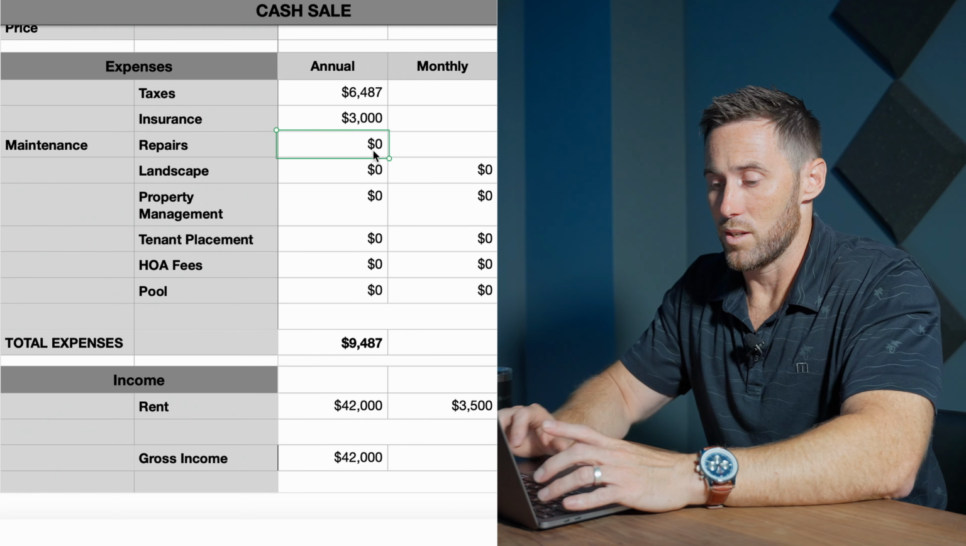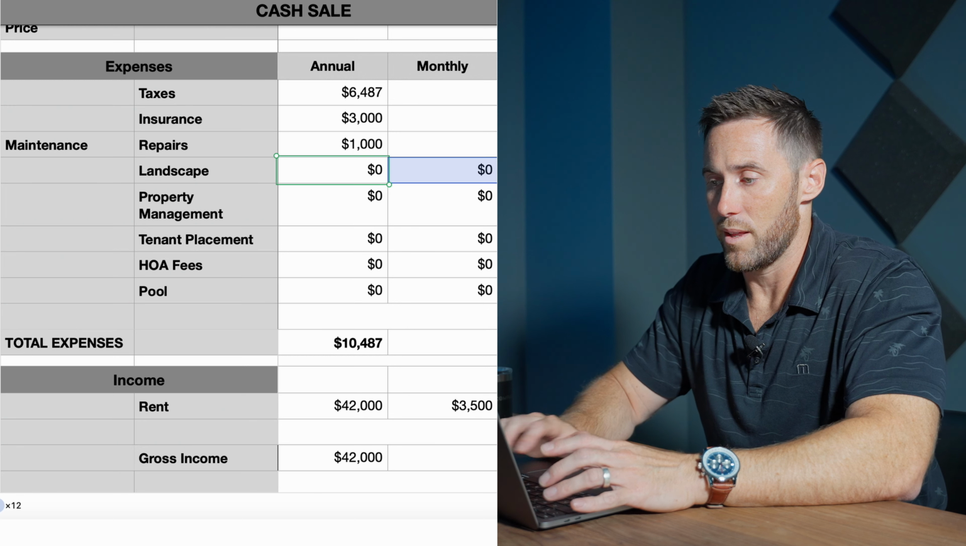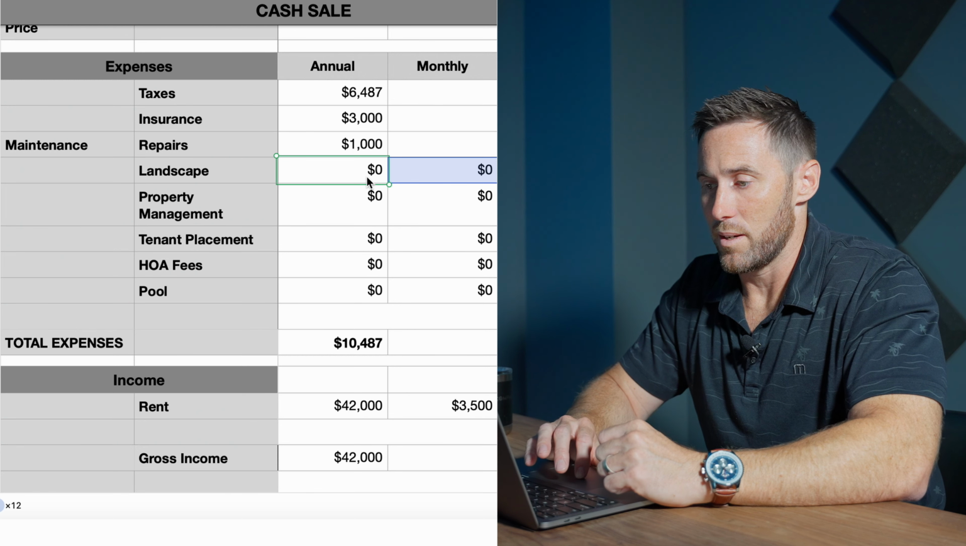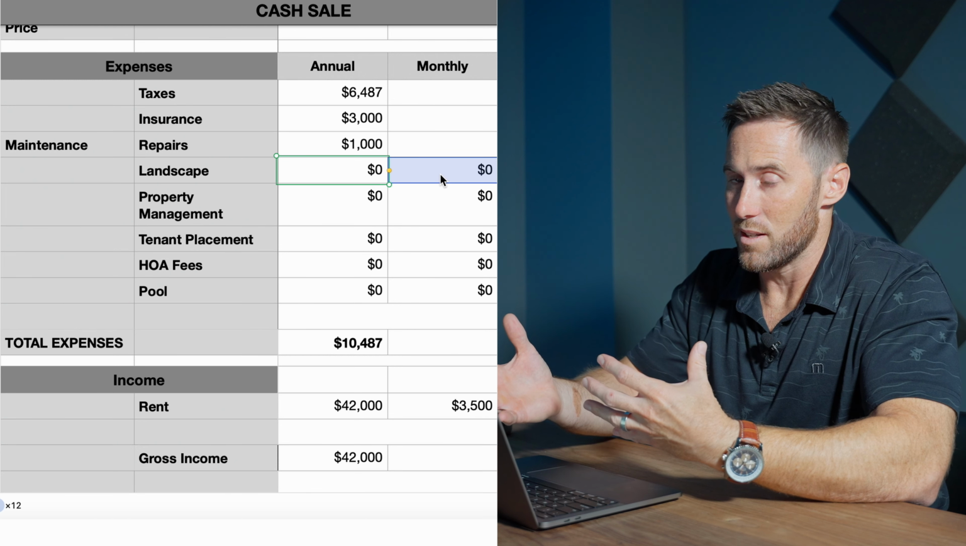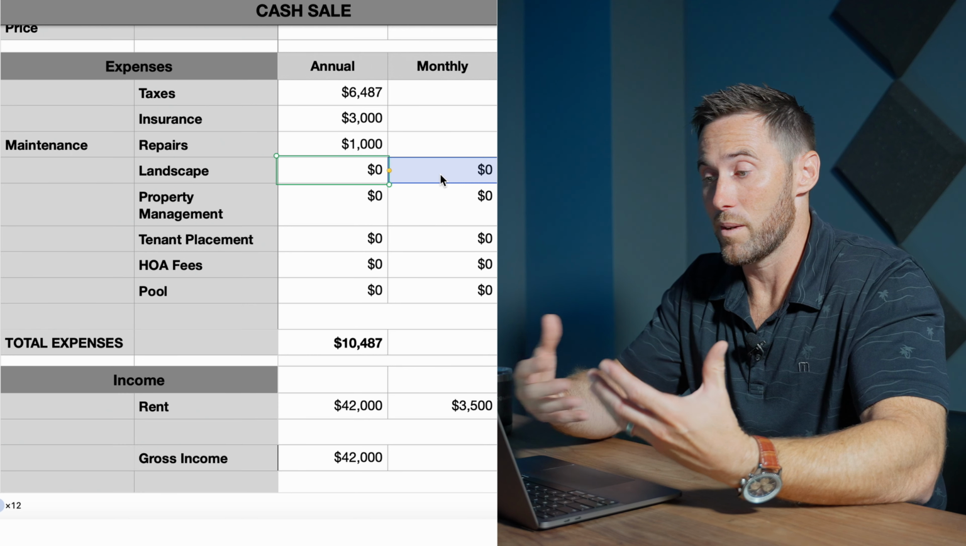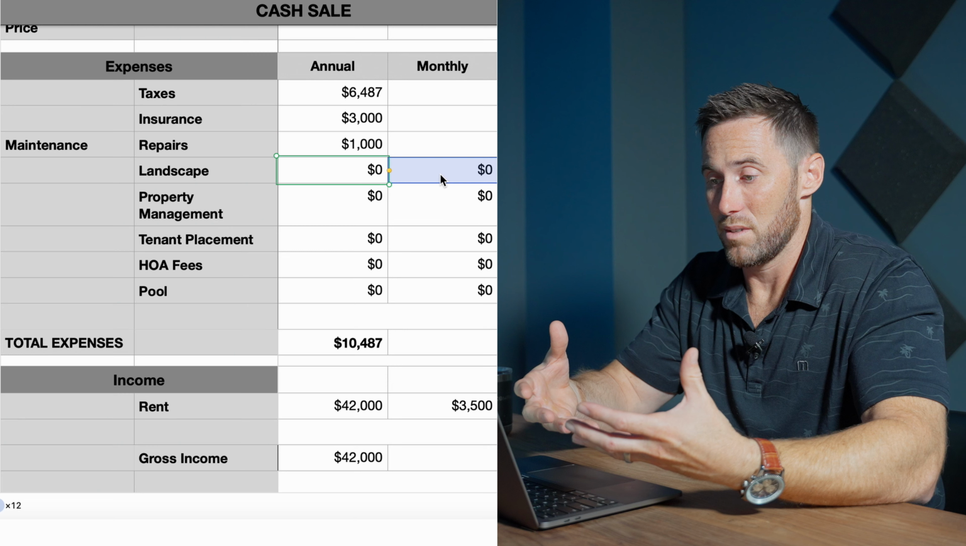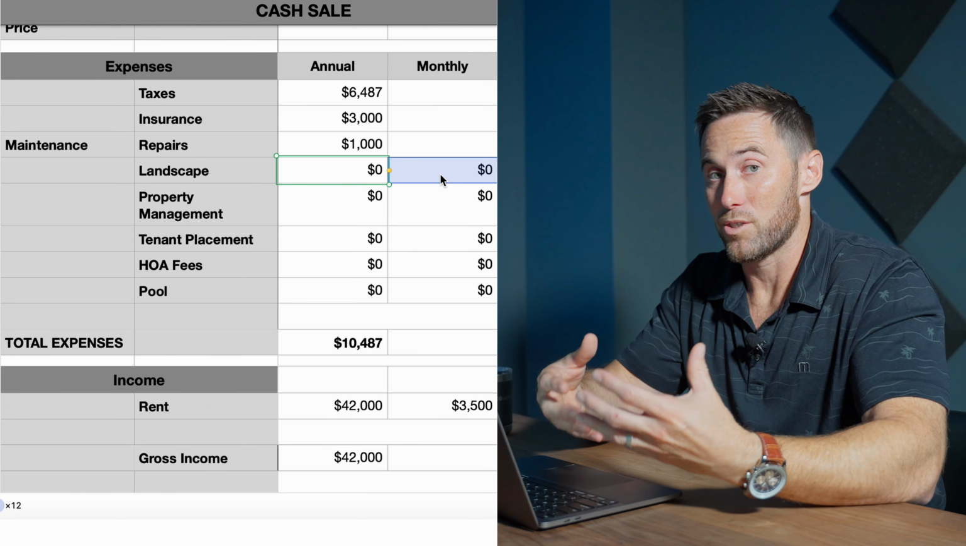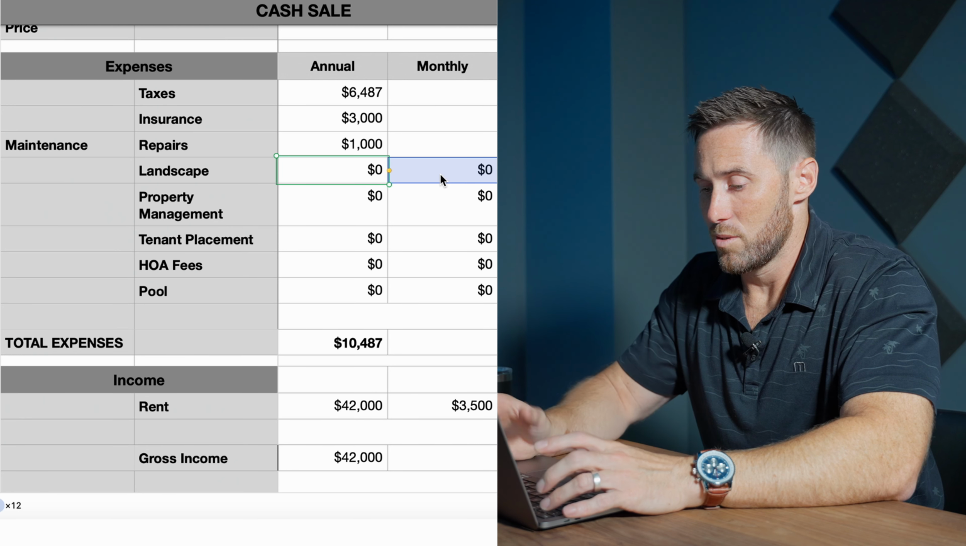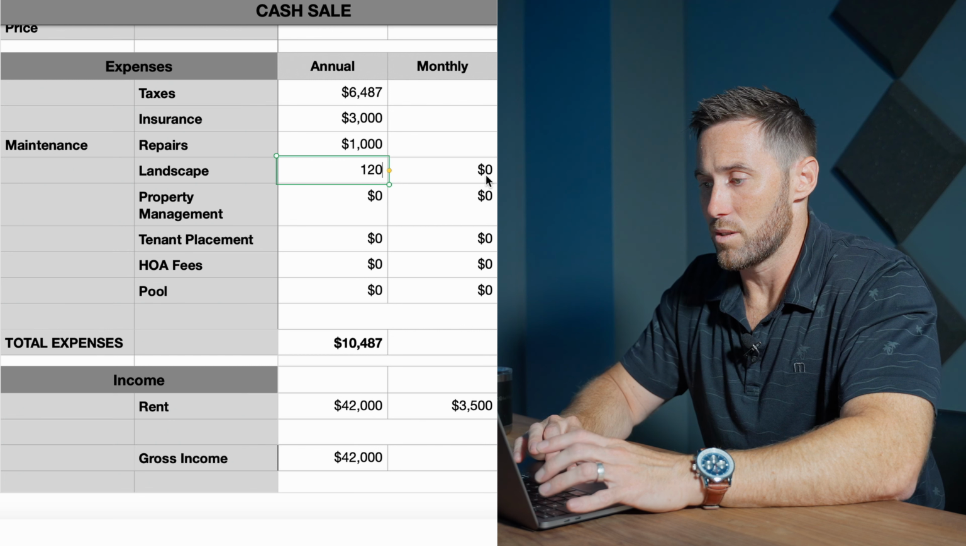It's a smart idea to assume there might be some repairs. Let's call that $1,000. Landscaping, sometimes tenants want to handle that. Sometimes there's no landscaping, like a condo. Or sometimes the landlords want to maintain the landscape themselves to make sure it's done right. Assume you're doing it yourself and it's $120 per month.